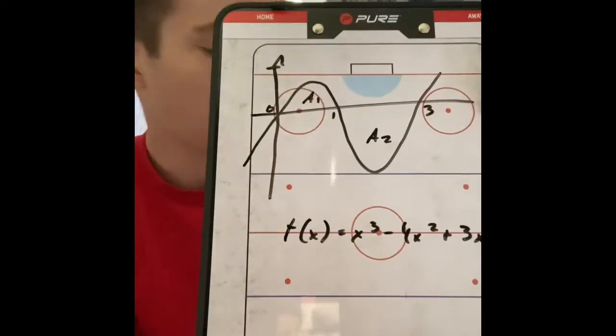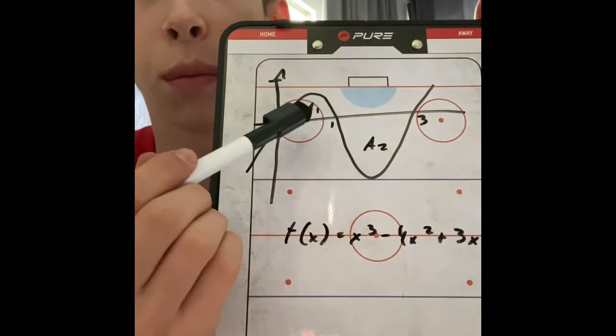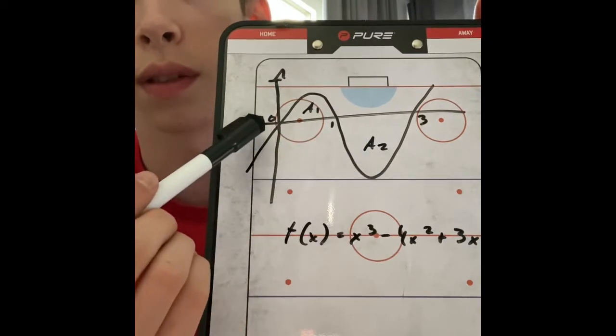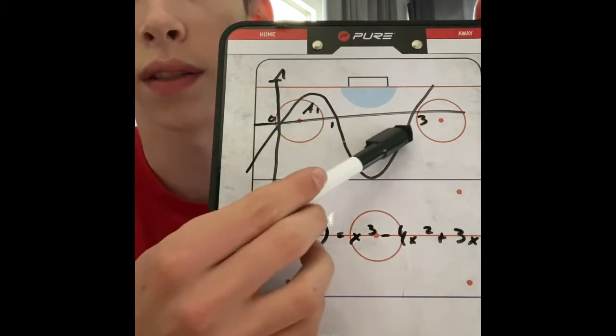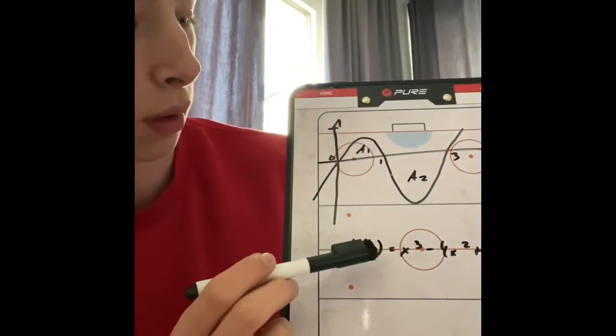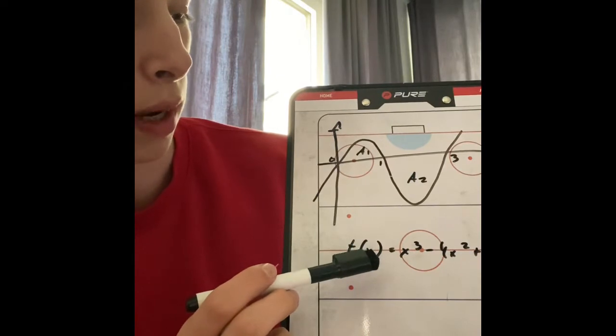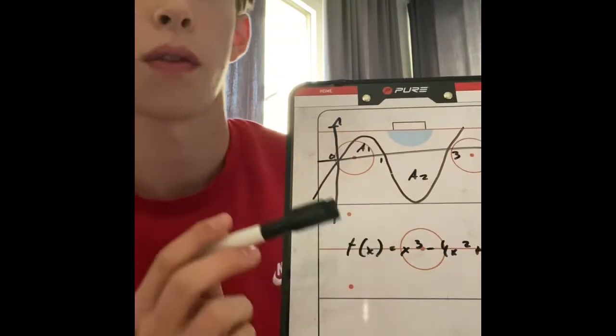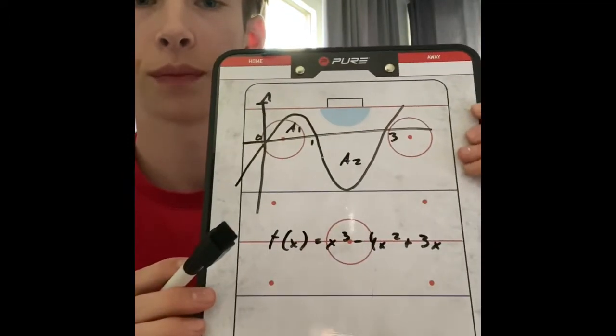Okay, so the first question is I have to find a1 here and a2 here. This is x equals 0, x equals 1, and x equals 3. This is the function: f of x equals x to the power of 3 minus 4x to the power of 2 plus 3x. And to do so, we will be using our GDC.